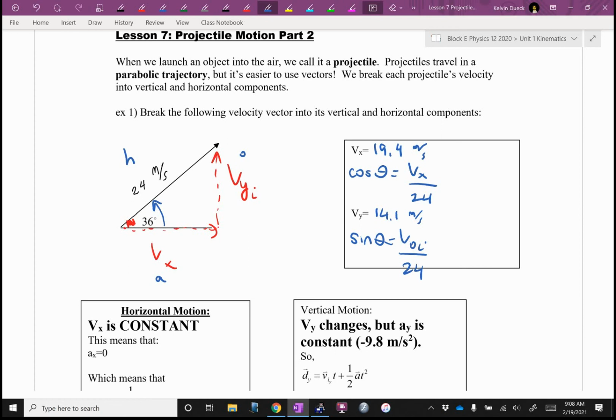Mr. Dewick, do you have a stupid way that we could remember that Vy is sine? I got nothing. You'll have to come up with something on your own. Mr. Dewick, is there a dumb way that I can remember that Vx is cosine? Well, of course there is.